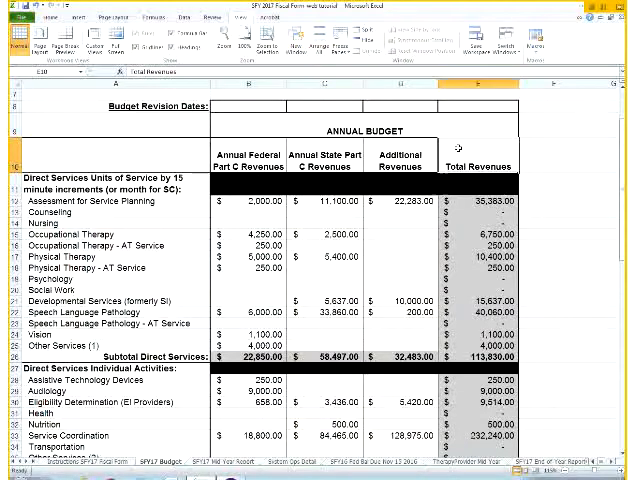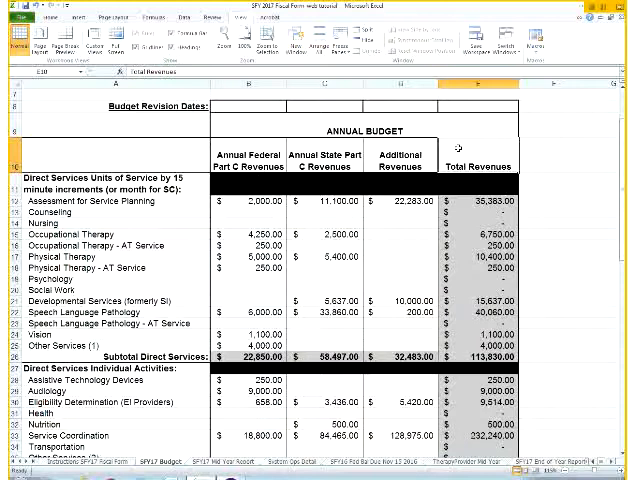The total revenue column here is going to be the amount to include the total of all state, federal, and additional revenues. This figure is calculated by the spreadsheet, and the total must match the total in the annual budget column in Section B. No data entry is required into the section as the spreadsheet is set up to automatically calculate these totals.